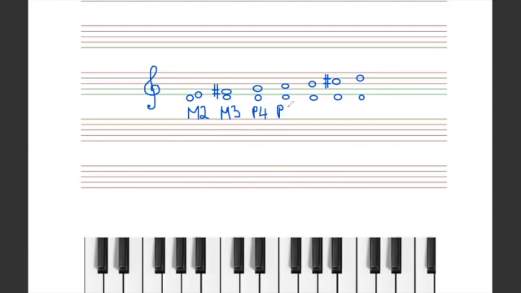Similarly, that's a perfect fifth. Then we have a major sixth, major seventh, and finally perfect eighth, or perfect octave. So that's just the same for every major scale. I want to do one in A flat major. There are a lot of flats, so I'm just going to write in the key signature first.